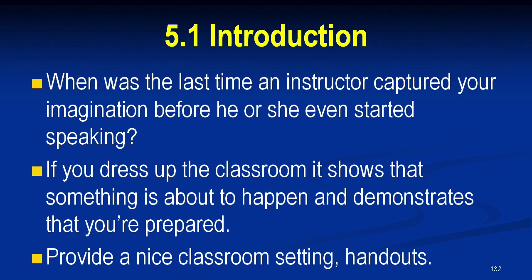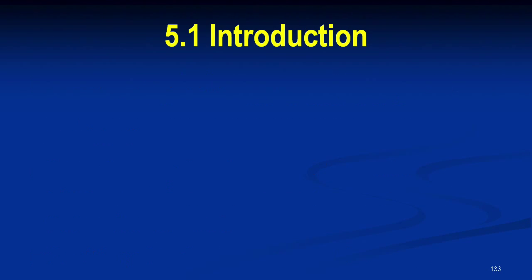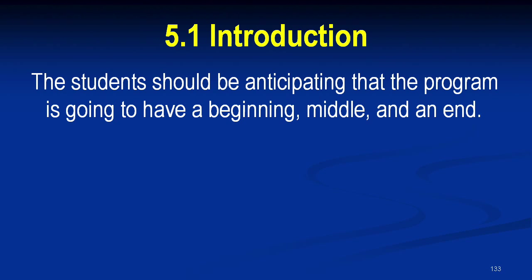Provide a nice classroom setting, handouts. Everything needs to be thought out. The students should be anticipating that the program is going to have a beginning, a middle, and an end. Now, they don't know this. They don't understand there's a beginning, middle, and end because students aren't relating to that, and most people aren't relating to that. But you have to be aware of that. There is a beginning, there is a middle, and there is an end. And it starts from them getting in the classroom. That's the beginning of the whole process. And then, of course, your presentation: you're going to tell them what we're going to tell them, then we're going to tell them, and then we're going to continue on, which we'll talk about.